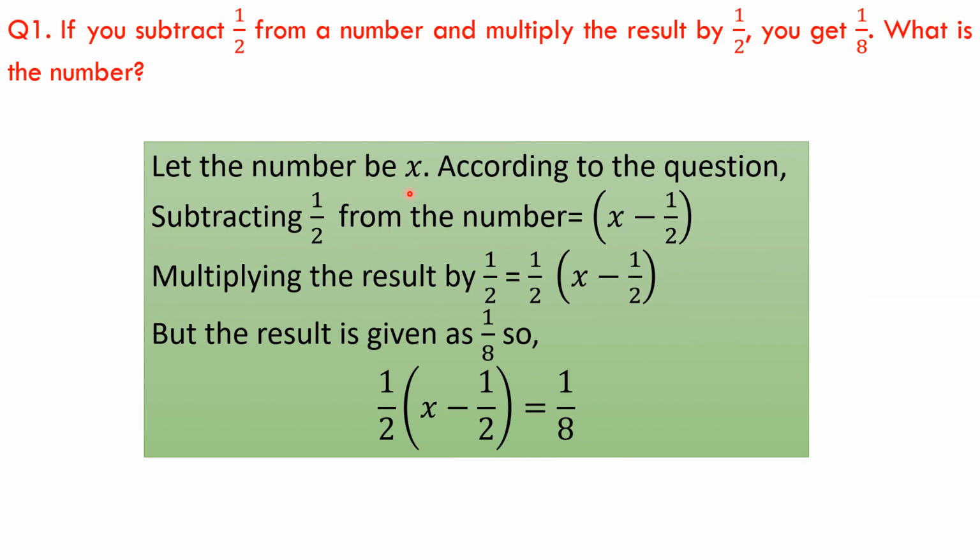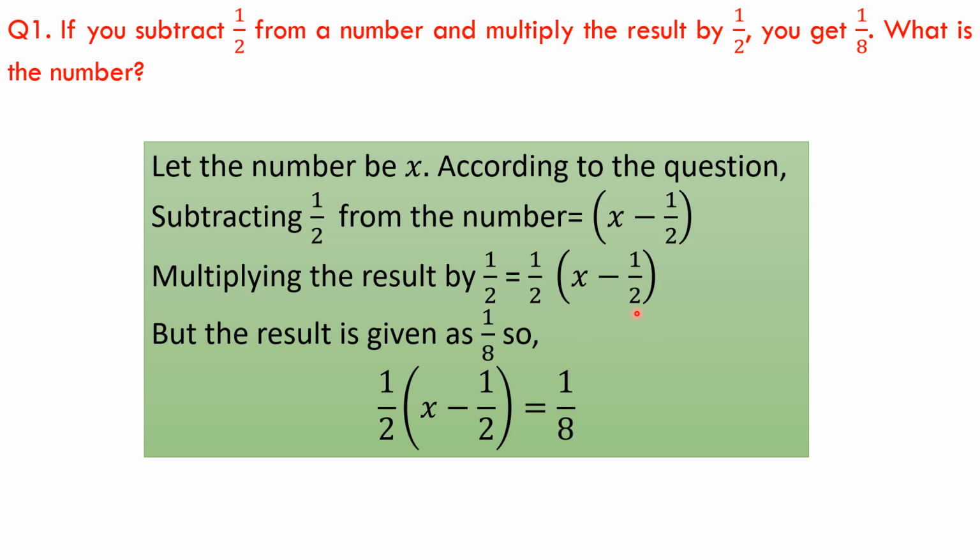क्वेश्चन में दिया है कि नंबर से अगर हम 1/2 सब्ट्रैक्ट करें और रिजल्ट को 1/2 से मल्टीप्लाई करें तो हमें 1/8 मिलता है. सो हियर आवर नंबर इज x. इससे 1/2 सब्ट्रैक्ट करने पर वी गेट x minus 1/2 एंड देन रिजल्ट को मल्टीप्लाई करें 1/2 से तो यहाँ होगा 1/2 into bracket में x minus 1/2.